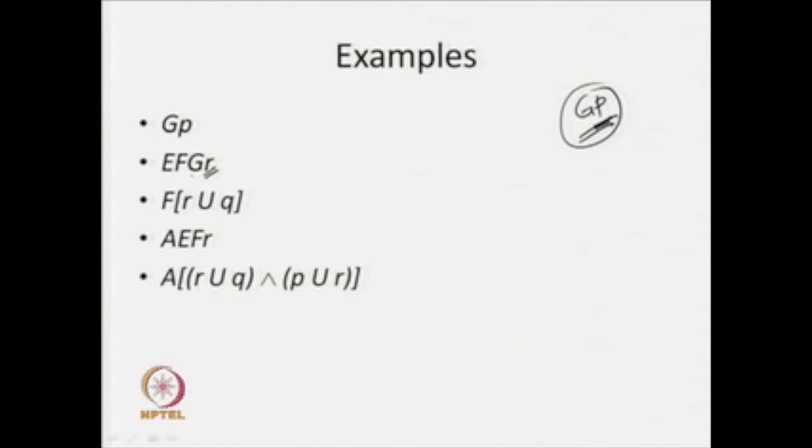Similarly, in the second example, you just see that R is a CTL formula, since it is an atomic proposition. G is a temporal operator, so G R is a temporal formula.